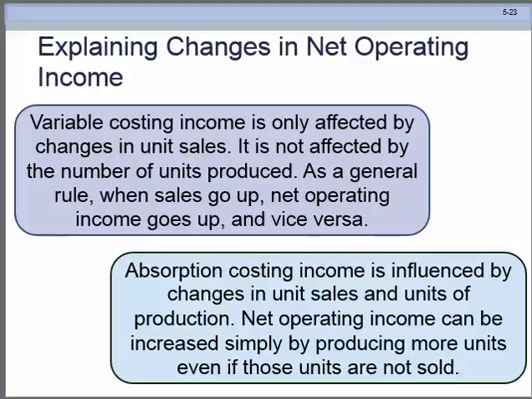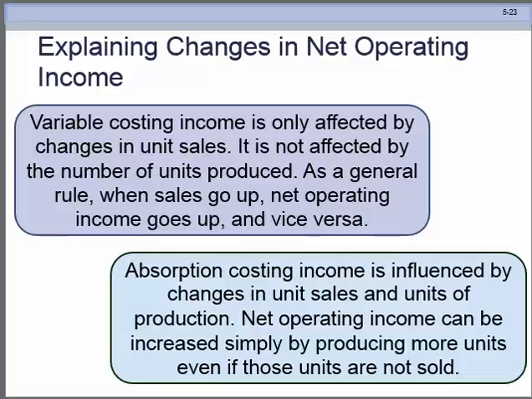So really it comes down to, under variable costing, we are only looking at changes in unit sales. Okay, so think about that from a managerial standpoint and how we really want to focus on the movement of units from production to sale. Variable costing and the whole contribution margin are driven by the number of units sold.